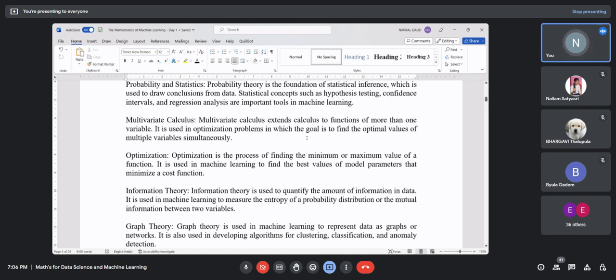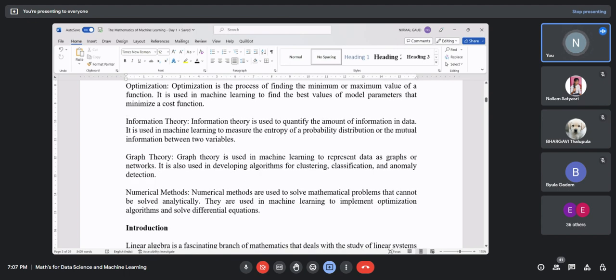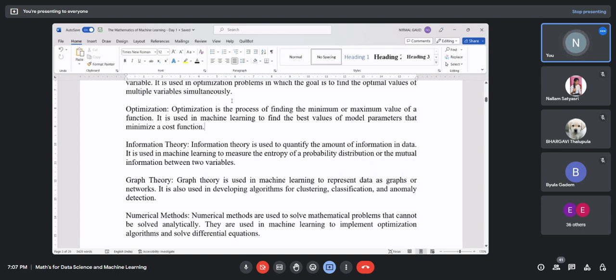Then multivariate calculus, which extends calculus to functions of more than one variable, because we will be dealing with optimization problems in machine learning. And our goal is to find the optimal values for multiple variables, so we need to know multivariate calculus also. In calculus, to be very basic, you know how to do integration and differentiation, and the rest we are going to cover in this topic. Optimization techniques, that is, finding the minimum or maximum value of a function, are very important.